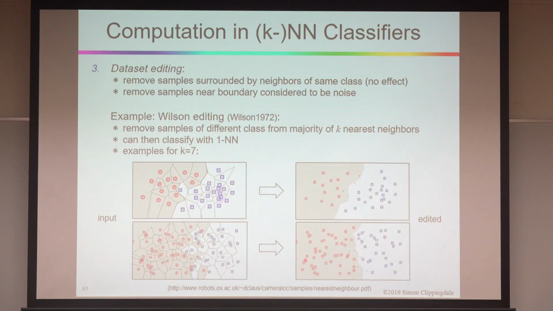Okay. Third way of reducing the computation is to edit your data set in advance, for example, by removing samples that are surrounded by neighbors that are all of the same class. For example, this red guy here is surrounded only by red cells, so that can be removed without affecting the results.